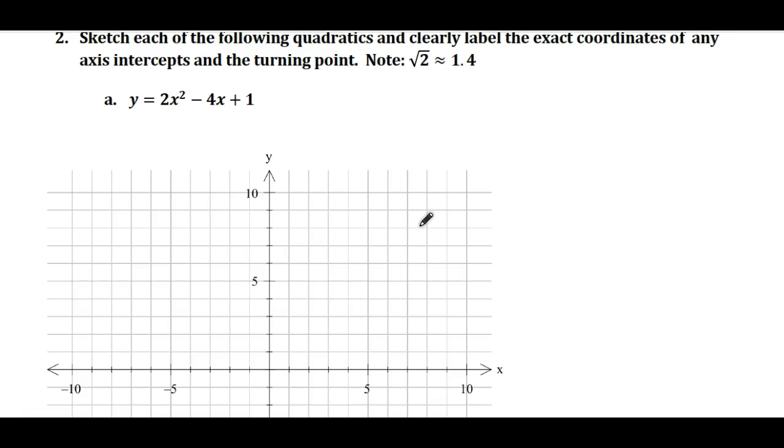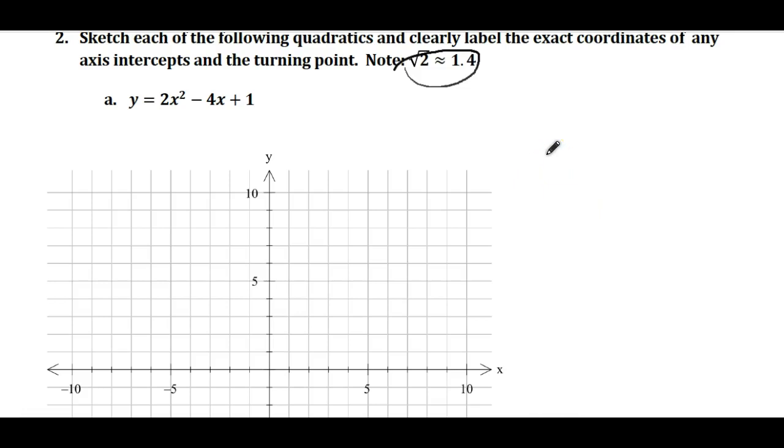Anyway, sketch each of the following quadratics and clearly label the exact coordinates of any axis intercepts and the turning point. So this has been given to you: the square root of 2 is approximately 1.4. So somewhere in question 2, you're probably going to see the square root of 2. And if you do question 2 and you don't come across the square root of 2, you probably made a mistake. So why would I give you this if you weren't going to use it?